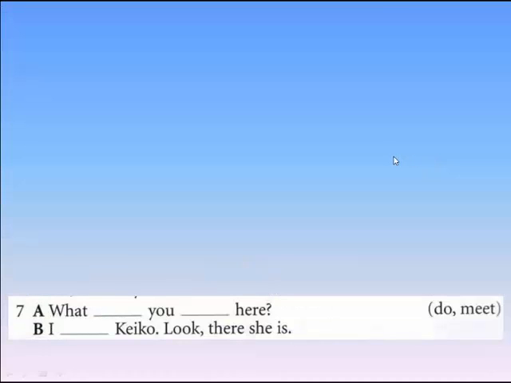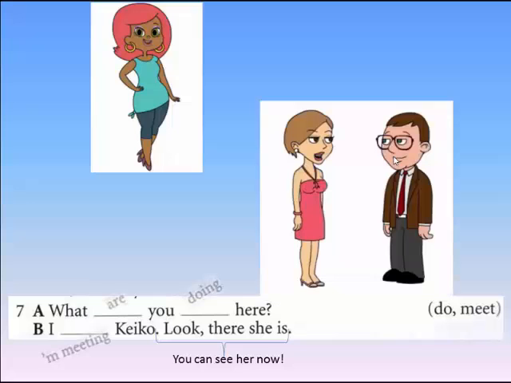What you hear? I Keiko. Look, there she is. Aha. Look, there she is. You can see her now. So, the question and the answers are, what are you doing here? I'm meeting Keiko. Look, there she is.